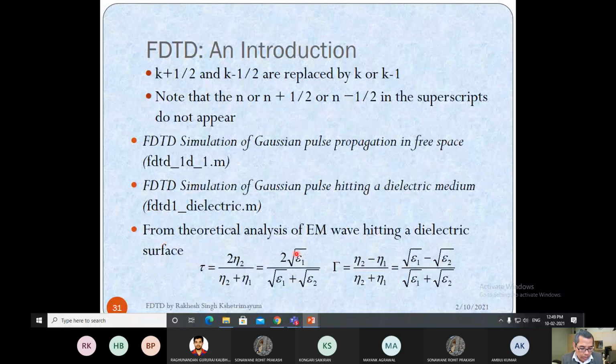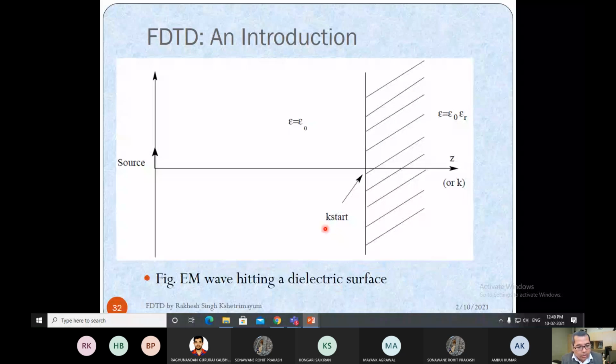Tau is 1 plus gamma. It can also be expressed in terms of epsilon 1 and epsilon 2 as 2 square root of epsilon 1 divided by (square root of epsilon 1 plus square root of epsilon 2). So this is a simulation in space. In the first case, we have an infinite free space. We are sending a Gaussian pulse source from the origin, and it was moving out in all directions.